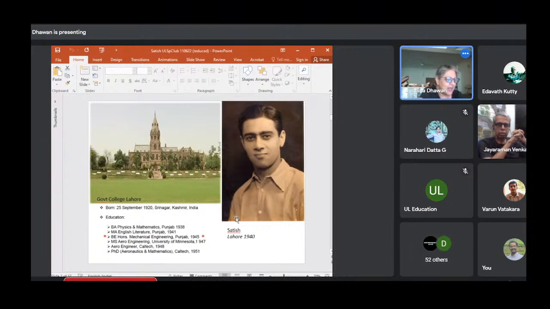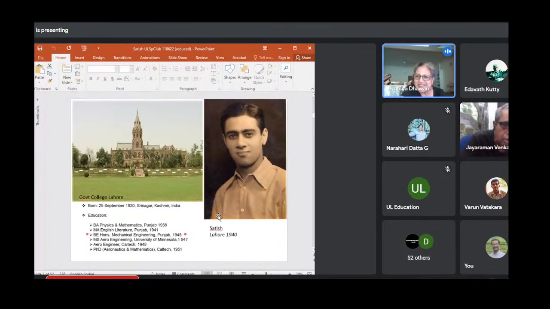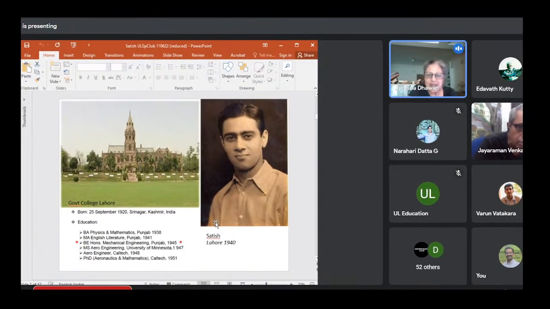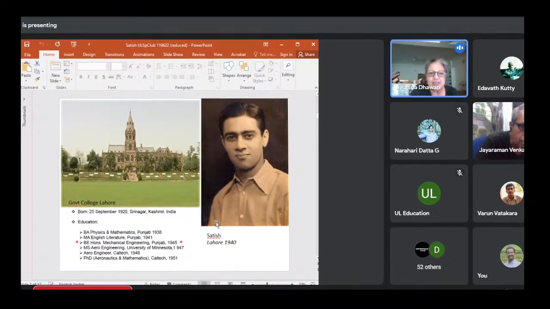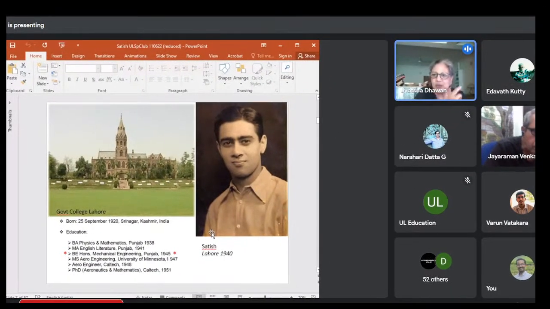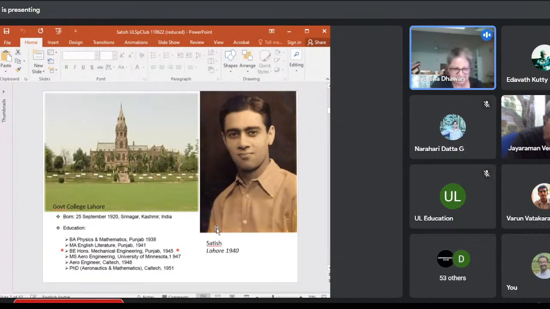So we don't know why he actually chose to do all these degrees. In English literature, it was at that time, people were taught that the very best job was to go into the railways. And for that, you had to interact and have a very good command of English. So it's possible that he took up that for that purpose.